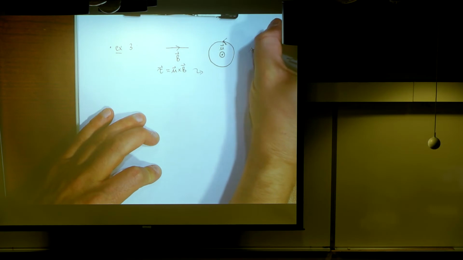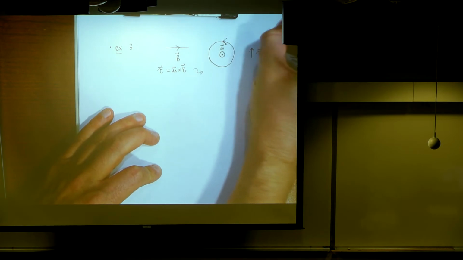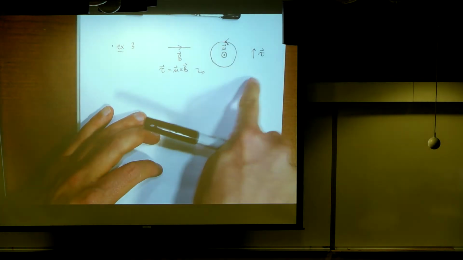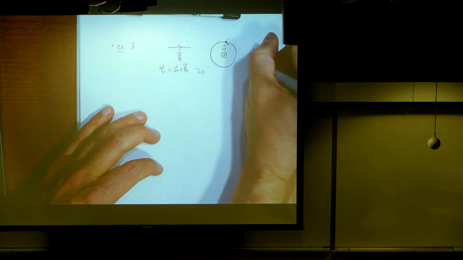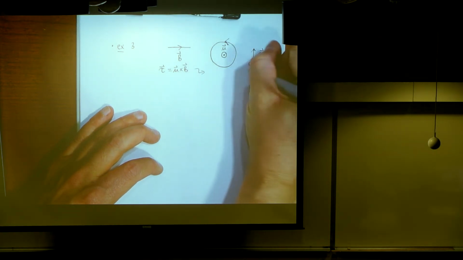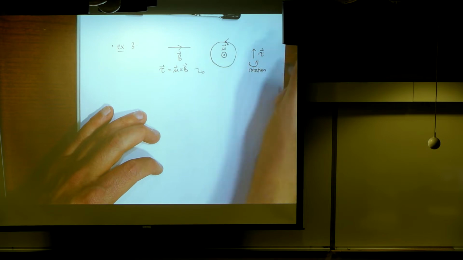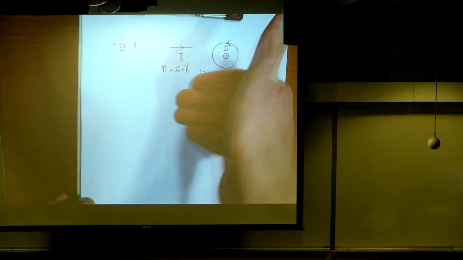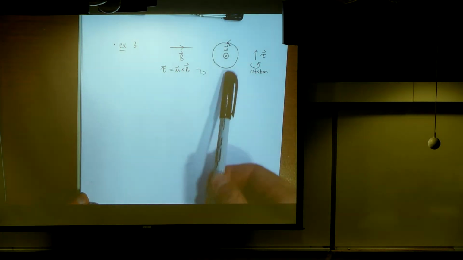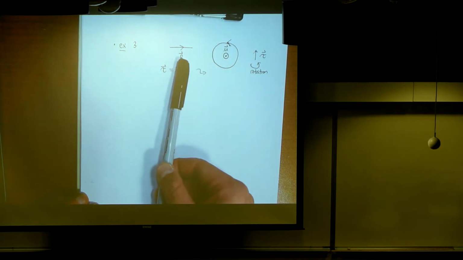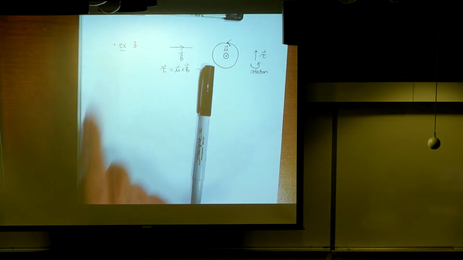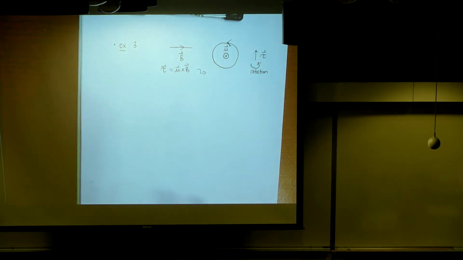So I'll draw the torque vector. That's our torque, it's going up. What does it mean to have a torque like that? It means we're being induced to rotate like this, okay? That's our rotation. So if you take a loop, run the current this way, in this type of B field, that's the type of rotation that's going to start to happen. Okay?